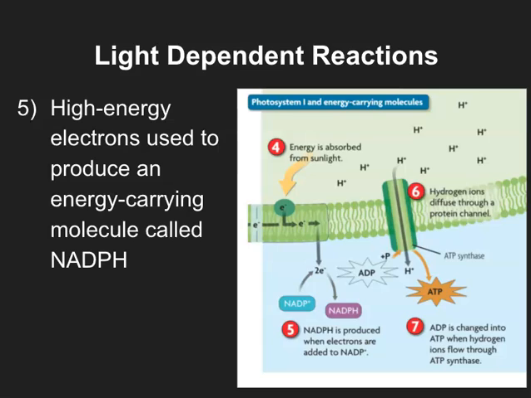NADPH is made from NADP+. Electrons are added to the NADP+, creating a bond between the phosphorus and the hydrogen. And this chemical bond is where energy is going to be stored.